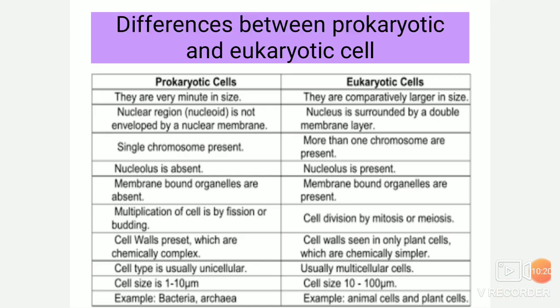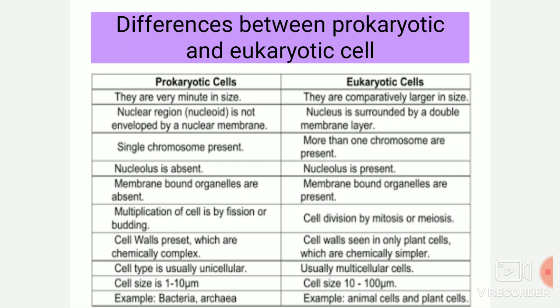Now we will discuss the differences between prokaryotic and eukaryotic. Prokaryotic cells are very minute in size, while eukaryotic cells are comparatively larger. Prokaryotic cells do not have a nucleus or nuclear region, but eukaryotic cells do. Prokaryotic cells contain a single chromosome which passes characters from one generation to another, but eukaryotic cells contain more than one chromosome. Nucleolus is absent in prokaryotic and present in eukaryotic. Membrane-bound organelles like mitochondria and Golgi apparatus are absent in prokaryotic, but present in eukaryotic.